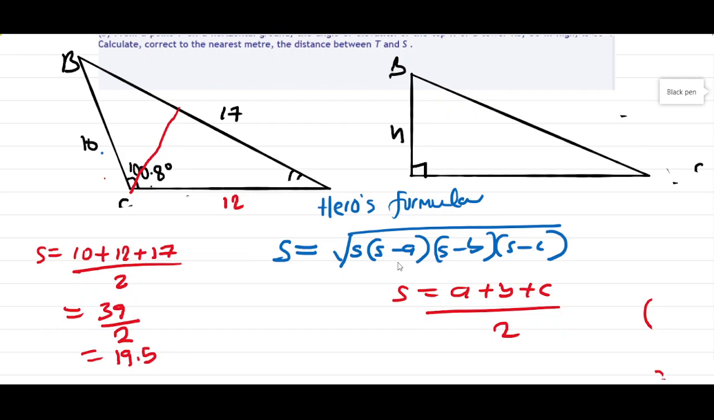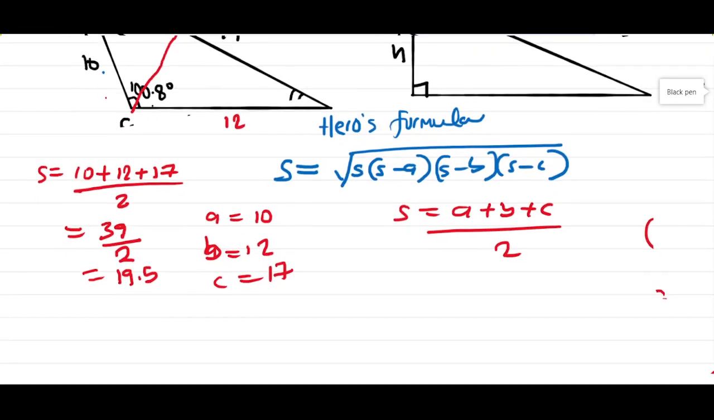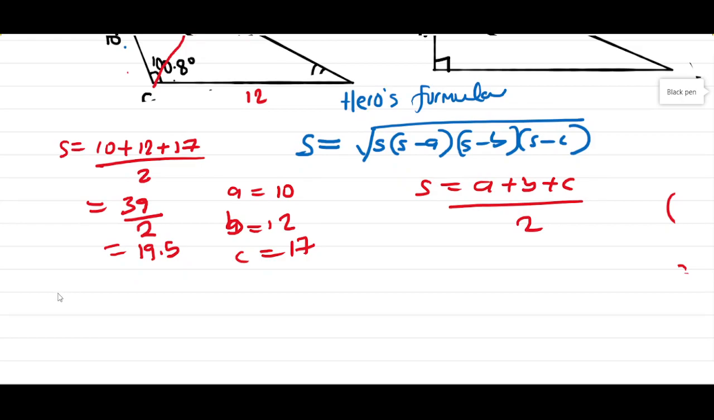So what do we do about s minus a? Well, a is 10, b is 12, and c is 17. We don't even need to know which is which. We just pick this s and subtract one of them. So first of all, s minus a should be 19.5 minus 10. So that should be 9.5.